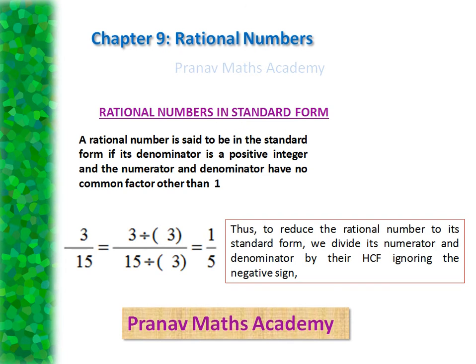Rational number in standard form. A rational number is said to be in the standard form if its denominator is a positive integer and the numerator and denominator have no common factor other than 1. Here 3 by 15 is given. We have to divide it by the highest common factor. Then we get 1 by 5. This is in standard form.